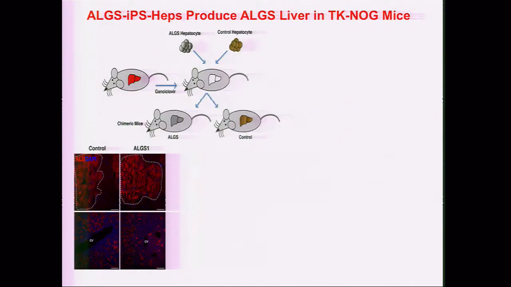So what we did was to make iPS cells from patients with Alagille disease and compare the liver we got from control to those with Alagille. And the results were really quite interesting. Both of the iPS cells could reconstitute human liver, as shown by staining with human albumin.